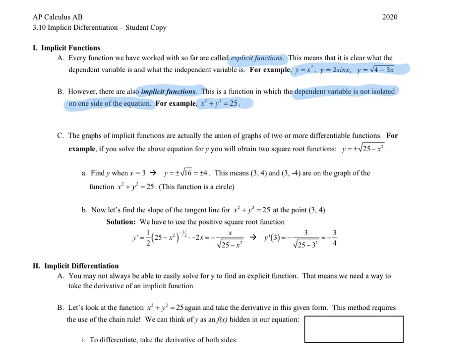So see here, it says the graphs of implicit functions are usually the union of graphs of two or more differentiable functions. In other words, if I isolate this equation up here, x squared plus y squared equals 25, for y, I'm going to get this equation here: y equals plus or minus the square root of 25 minus x squared.